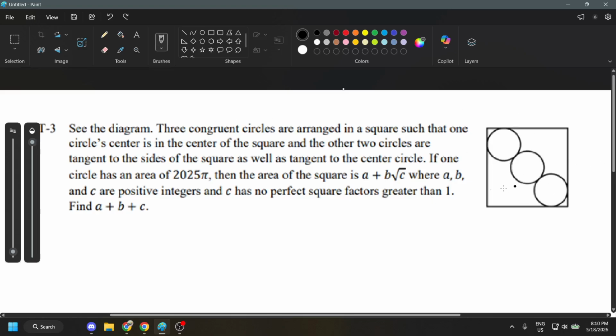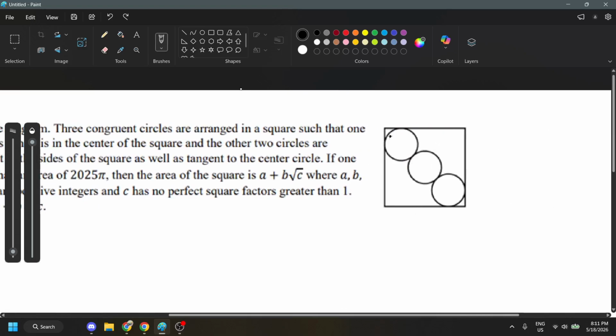Okay, so there are three circles here. We know the areas of each of the circles, and they're all congruent. We need to find the area of this square. First off, what we want to recognize is that if we can get this diagonal here, then we can find the area of the square.